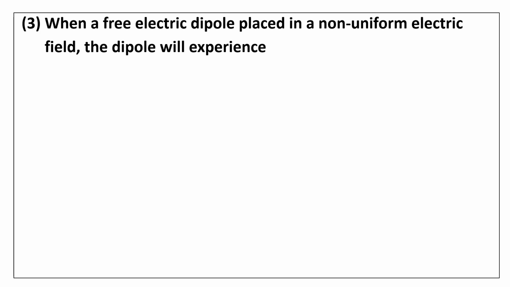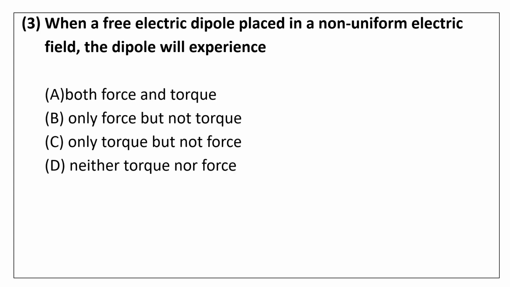When a free electric dipole is placed in a non-uniform electric field, the dipole will experience option A, both force and torque, option B, only force but not a torque, option C, only torque but not a force, option D, neither torque nor a force. So we know that when we keep electric dipole in a uniform electric field, the electric dipole experiences only torque, but when electric dipole is placed in a non-uniform electric field, the dipole will experience both torque as well as a force because of non-uniform electric field. Thus, option A is correct.